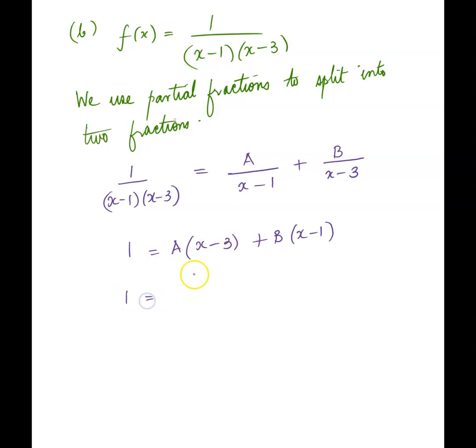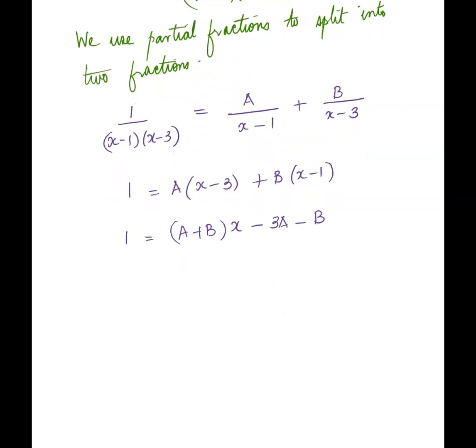So collect all the terms that have the x in it: a plus b times x. And collect the terms with a constant: negative 3a minus b. So we have the x terms and the constant terms separated so that we can set them equal to the corresponding coefficients on the other side. On the left hand side, there is no x term, right? There is no x term implies that 0 equals a plus b for the x. I'll just write that up here for x.